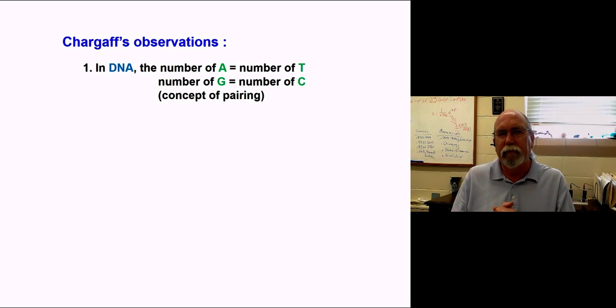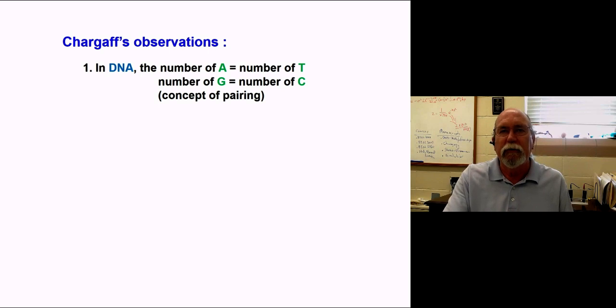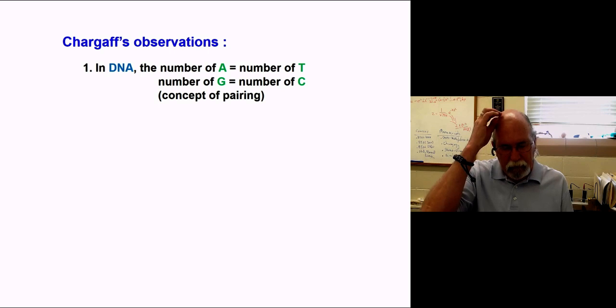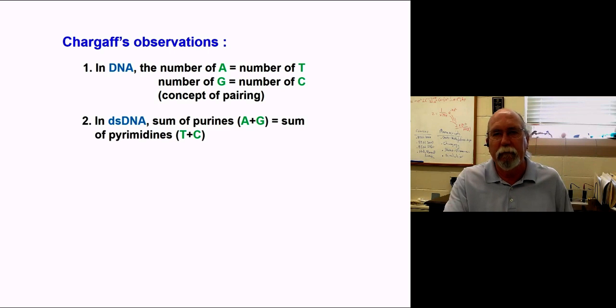in about 1952 and kind of told them about some of his data, which is going to become very important as we talk about the structure. But what did he see? Well, in DNA, the amount of A is approximately equal to the amount of T, and G is equal to the amount of C. This is known as the concept of pairing, the idea that somehow A and T are linked together potentially, and G and C are linked together, but not A to G, so the concept of pairing.